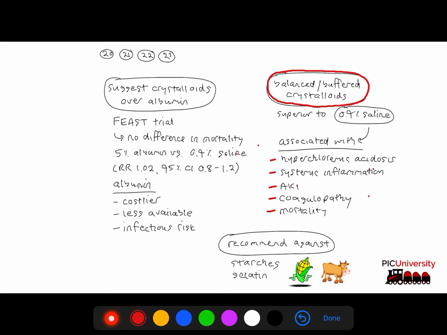coagulopathy, and mortality. Additionally, they make a note to recommend against the use of hydroxyethyl starches, which are made from maize base. These are colloids as well. And they also recommend against the use of gelatin, which was historically used as another colloid type product.